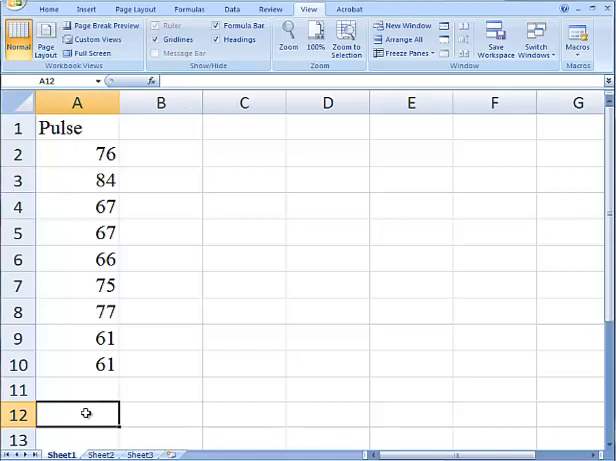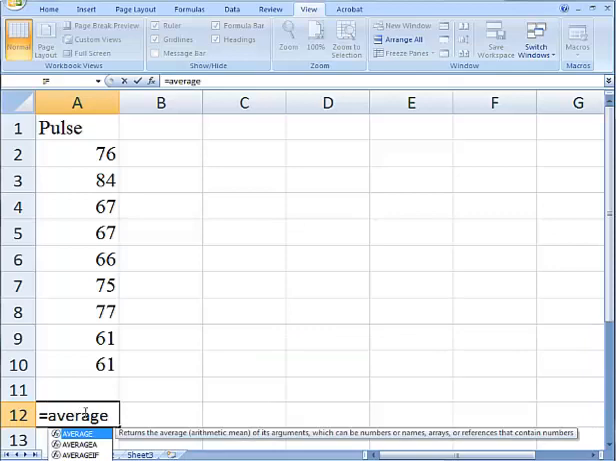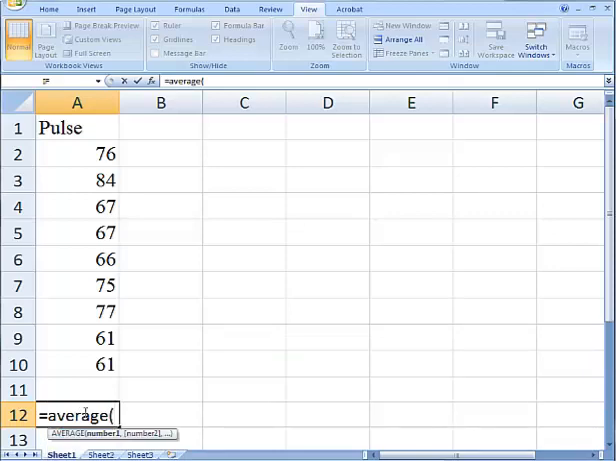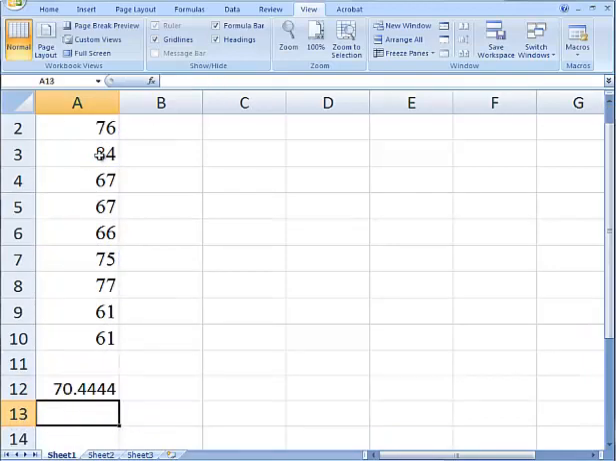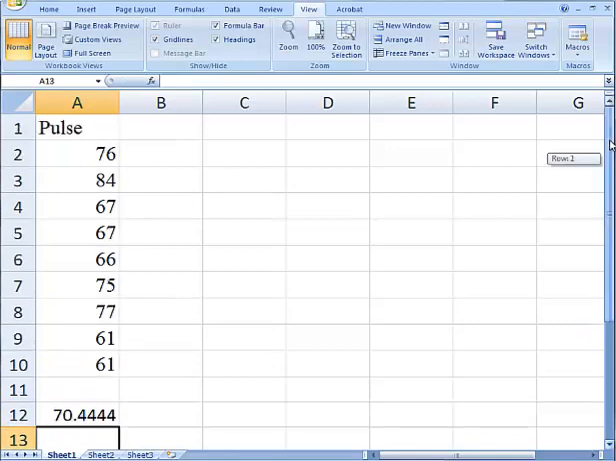So in order to do any calculation, you first type equals, and then we're going to type average, and notice down at the bottom it pops up. Then we put a parenthesis, and we highlight the cells that we want to average, and then you press enter. So that gives us our average.